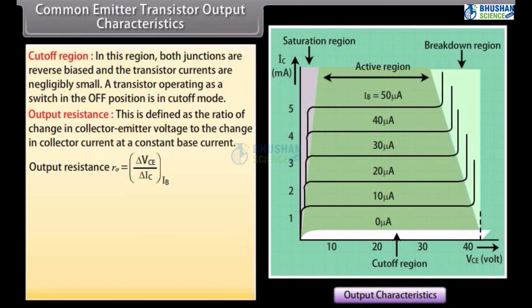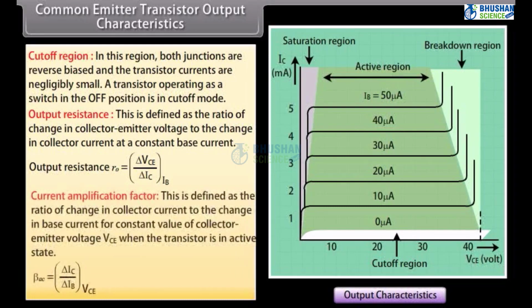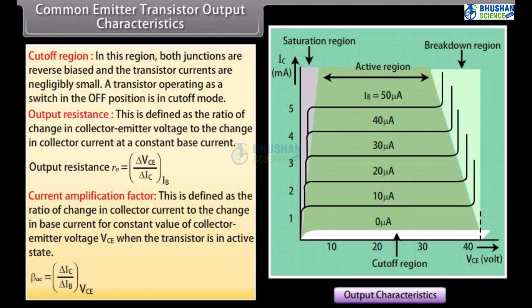Output resistance. This is defined as the ratio of change in collector-emitter voltage to the change in collector current at a constant base current. Current amplification factor. This is defined as the ratio of change in collector current to the change in base current for constant value of collector-emitter voltage VCE when the transistor is in active state.